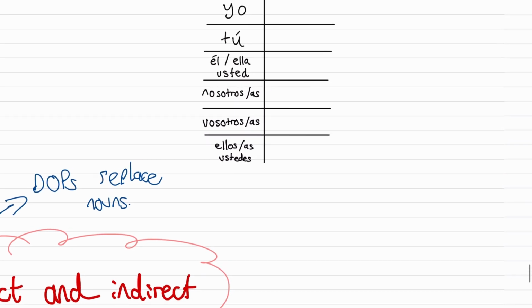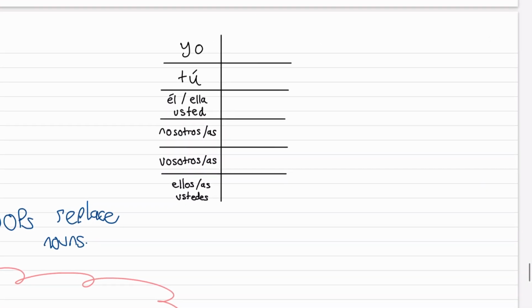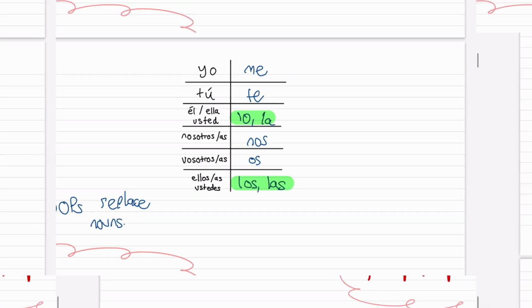Then let's go through what the direct object pronouns actually are. So for the I form, it's me, then we have te, then we have two here. We have lo for masculine singular and la for feminine singular. Nos, os, and then lastly los for masculine plural and then las for feminine plural. The most common ones, and the ones we're going to see in these examples in a minute, are lo and la and los and las.